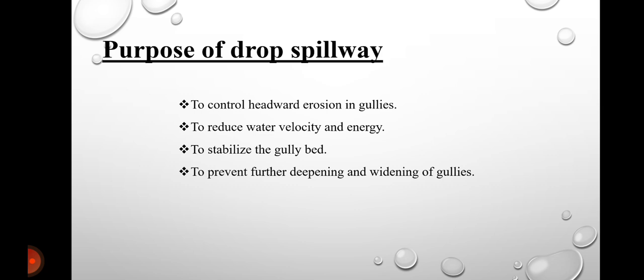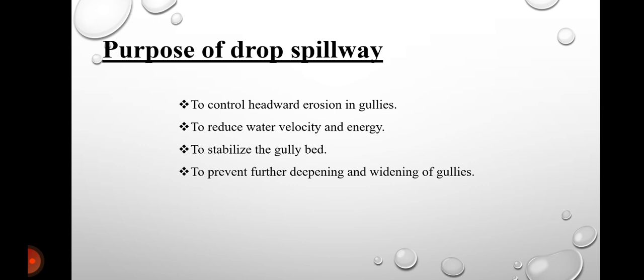The purpose of the drop spillway is nothing but a drop spillway is a structure used to safely carry the water from a higher elevation to a lower elevation while protecting the soil and channel from the erosion. So the main purpose of the drop spillway is to control the water flow and safely convey the excess runoff, to reduce the water velocity before it reaches the downstream channel, to prevent the gully erosion and further deepening of the gully, to control the elevation of the gully bed, to dissipate the excess energy of the flowing water, to protect the downstream area from scouring and erosion.